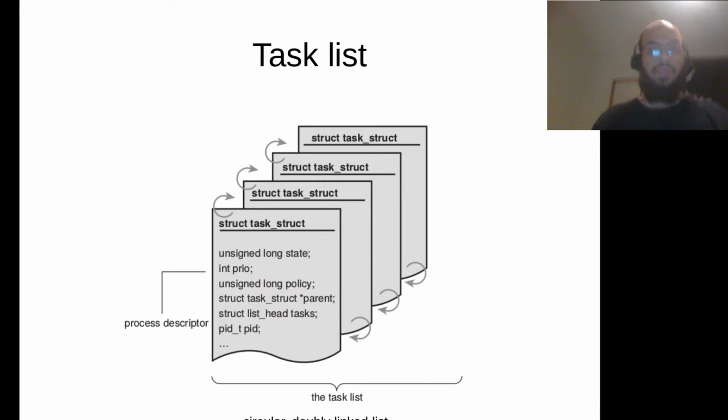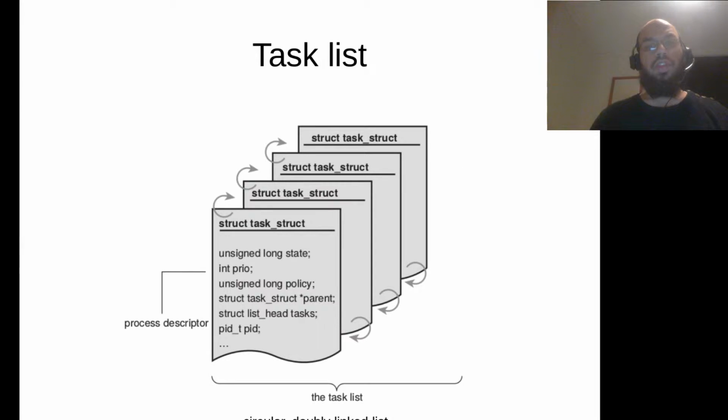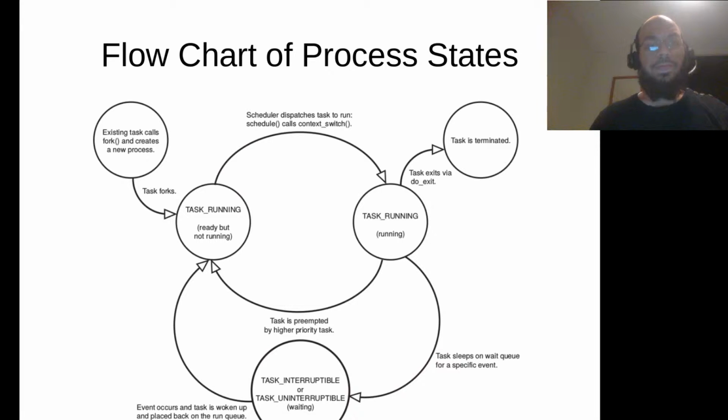And as we have spoken about, there are different process states. Each one of these processes, tasks, or threads can be in one of many states. The way a thread starts is that some existing task calls fork and creates the new process, the new thread, the new task. They are all equivalent in Linux. I cannot emphasize that more. And then you go into a queue of tasks that are ready to run but not running yet.